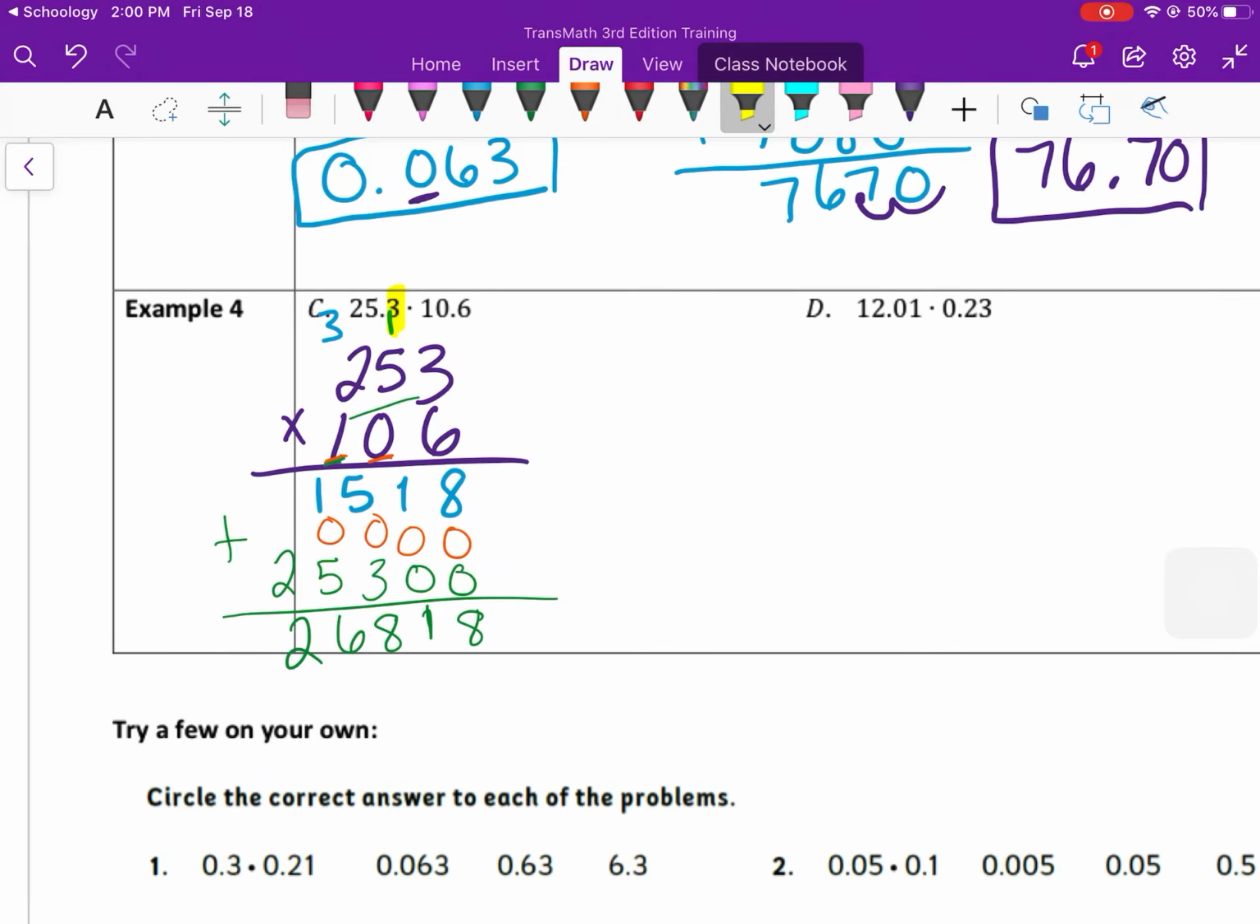And then adding back in the decimal, I have 1 number behind the decimal here and 1 number behind the decimal there. So 2 total. So moving the decimal from the end over 2 places. So 268 and 18/100ths.